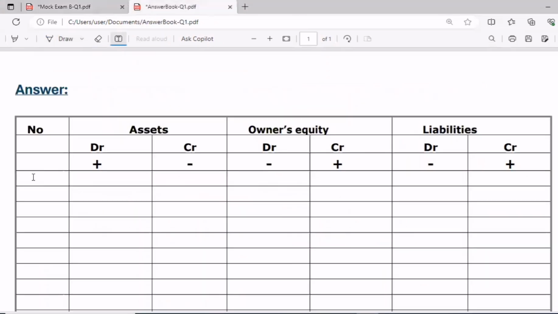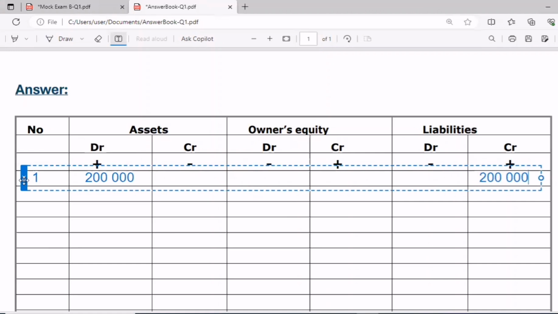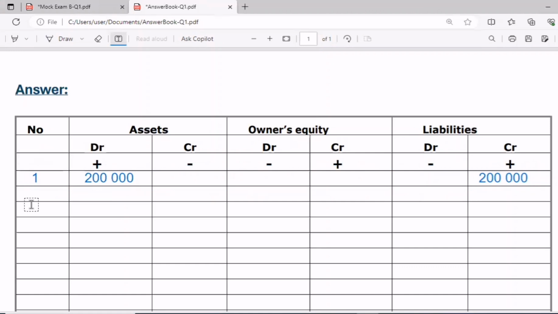So this is transaction number 1. So under asset column, we said the value of asset will increase because of the new building acquired. So we're gonna debit 200,000 under assets, and this will affect the liabilities section of the equation. So our liabilities, they are going up. So our debts are increasing because we have acquired the building on credit. So we are owing more to our creditors now.